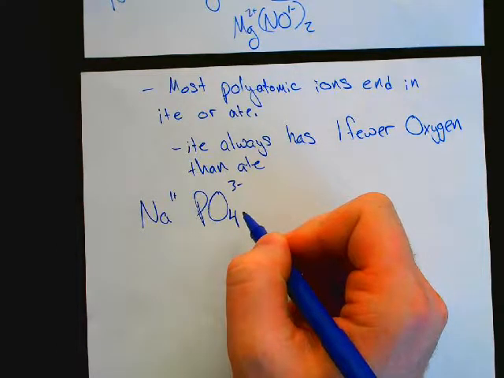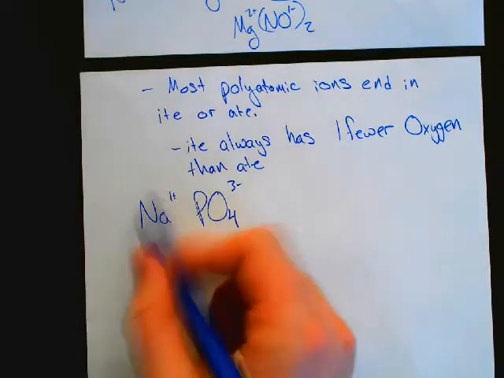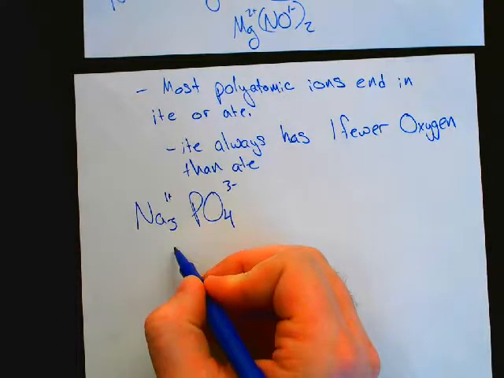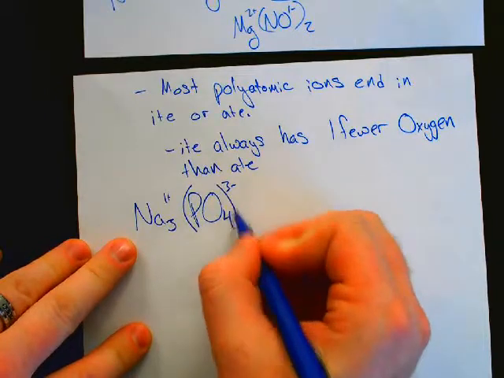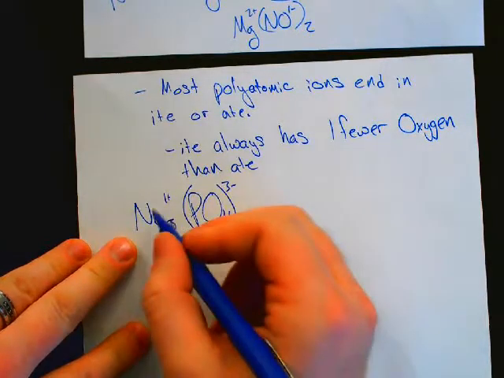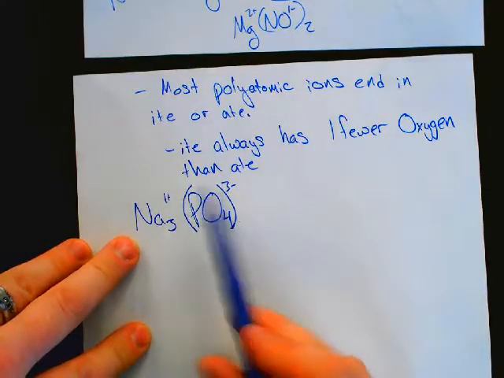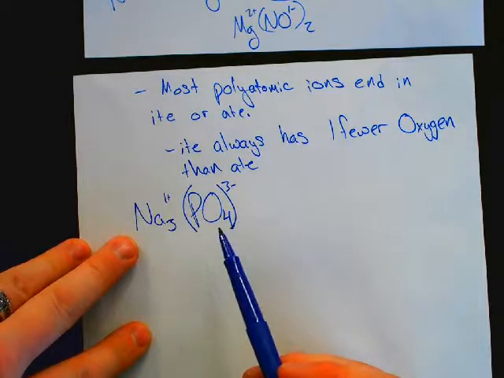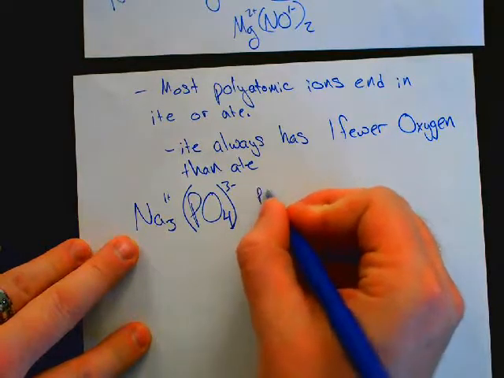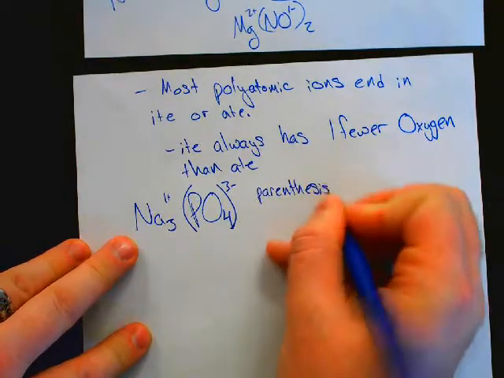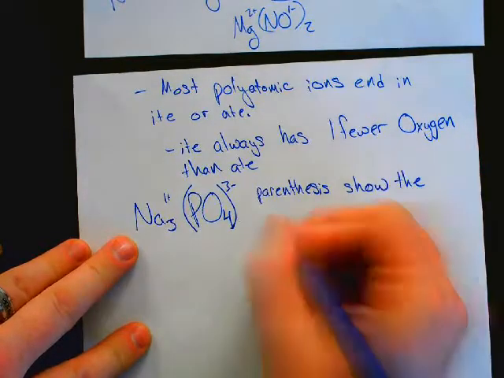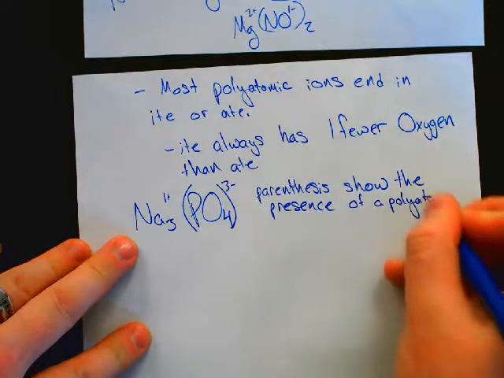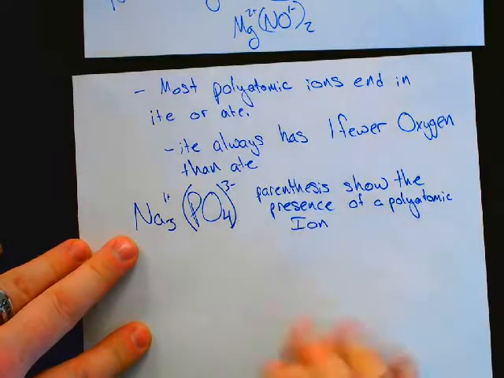How many total sodiums do I need to balance out the phosphate? 3. 1 times 3 is +3. -3 times 1 is -3. So the +3 and the -3 balance. Now what did I just do to show that this is a group? All right, so parentheses in a chemical formula show the presence of a polyatomic ion.